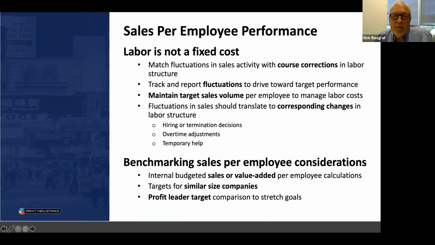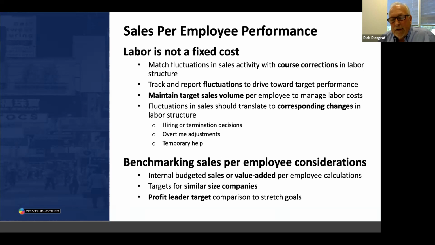Just some other points here. Labor isn't a fixed cost. So, some of the metrics that we're going to be sharing are meant to try to help you optimize performance in labor and track those fluctuations and do something about them when you can. Sometimes you can't. Sometimes you don't want to.